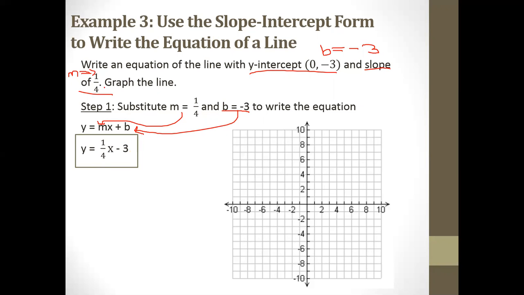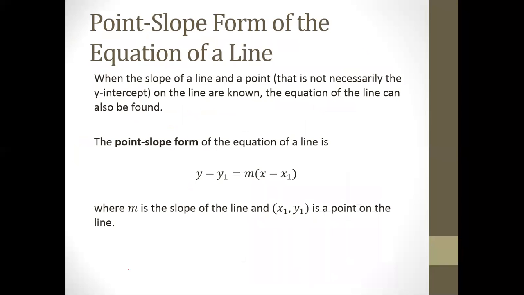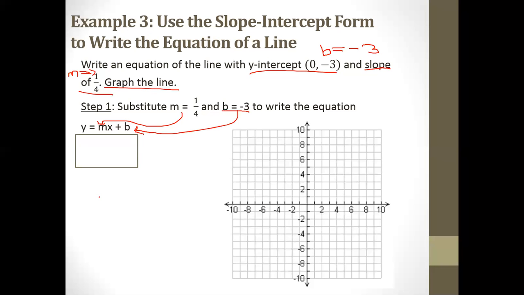Now, if we're asked to graph this line, let's go back one step. If we're asked to graph that line, we would use our y-intercept first to plot the first point. So on our y-axis, we'll go down to -3: 1, 2, 3, plot the point. And we'll use this slope.